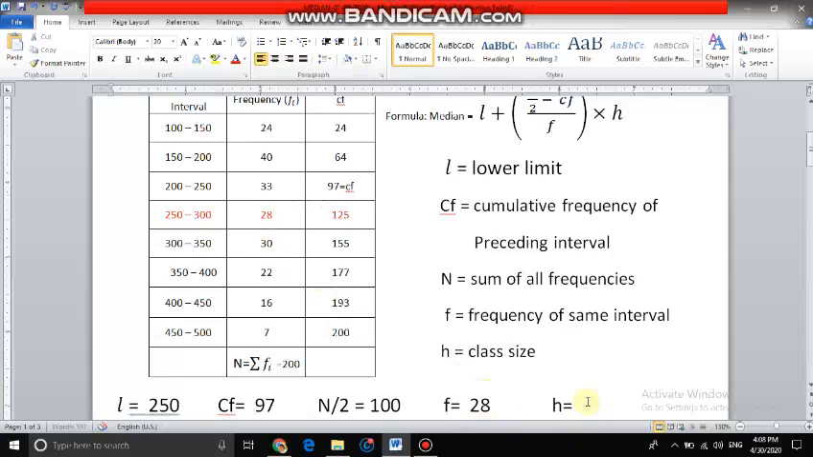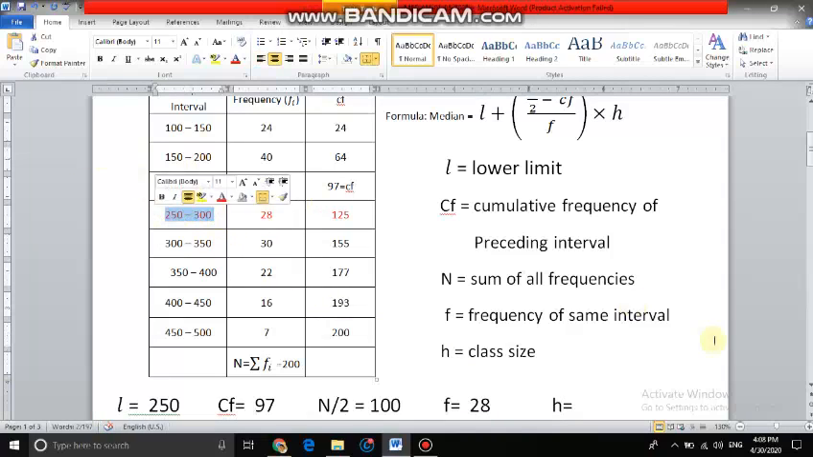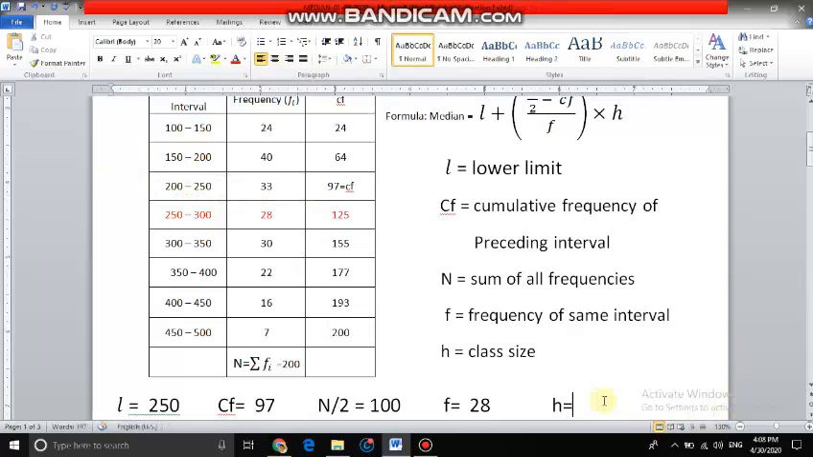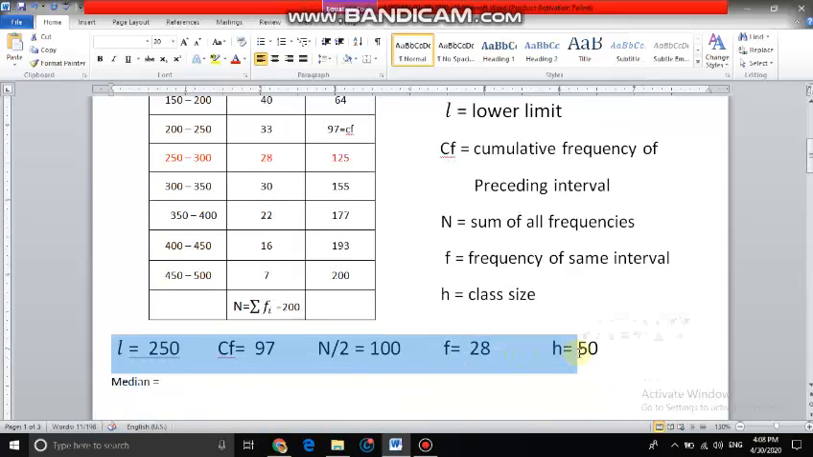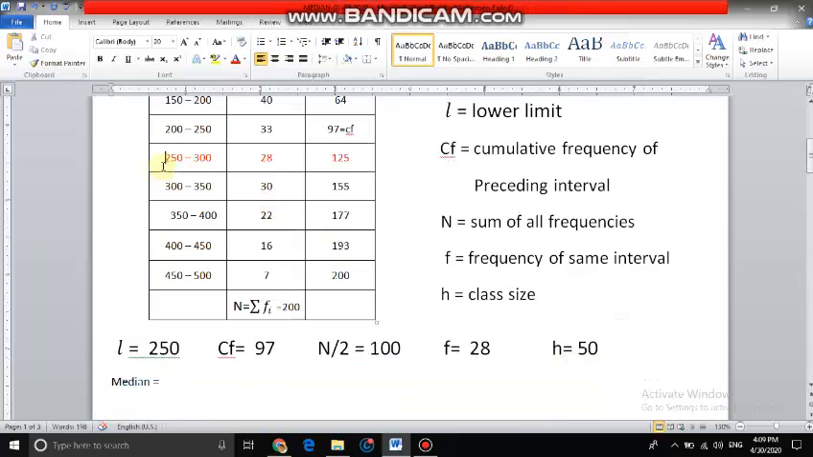Okay, and H is the size of the class interval. So what is the class size? 300 minus 250 is 50. Okay, so we got all values. So to get all these values, L value, CF, N by 2, F and H, the first and foremost thing is you must find out which is the row to be highlighted, not the column, it has to be the row.